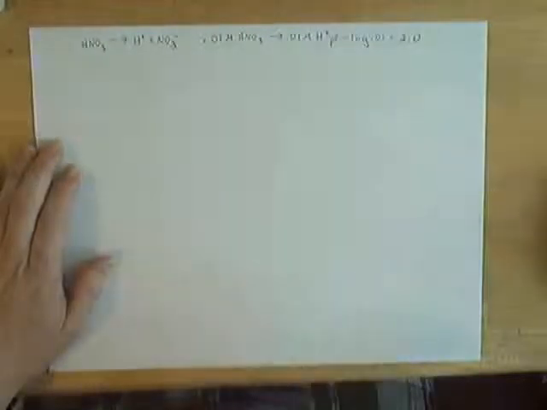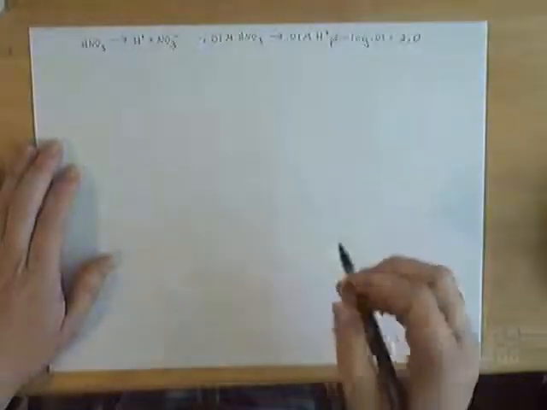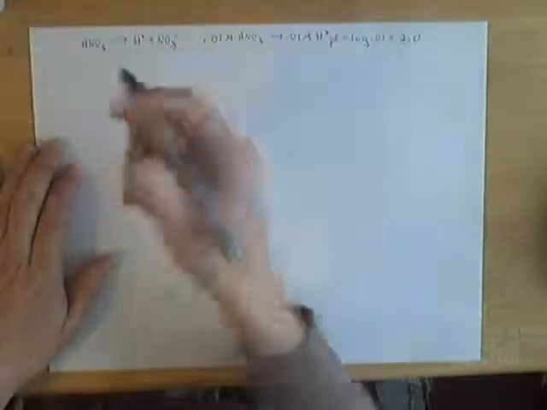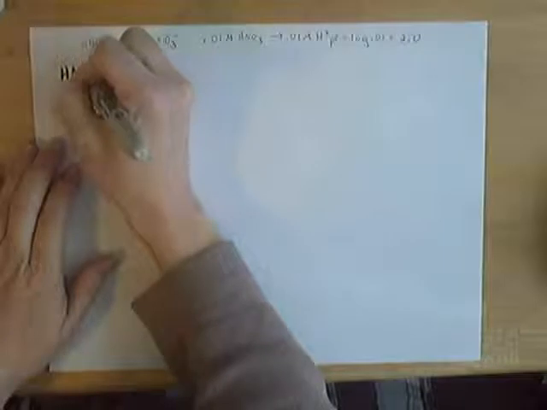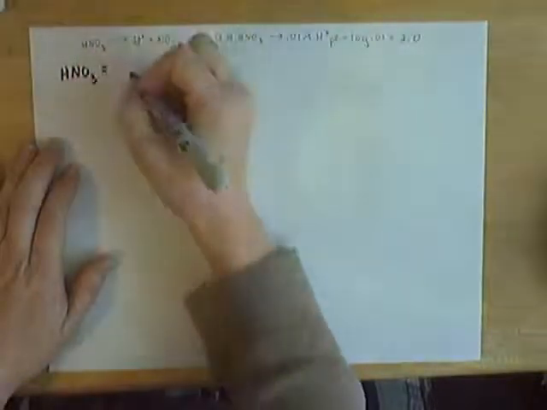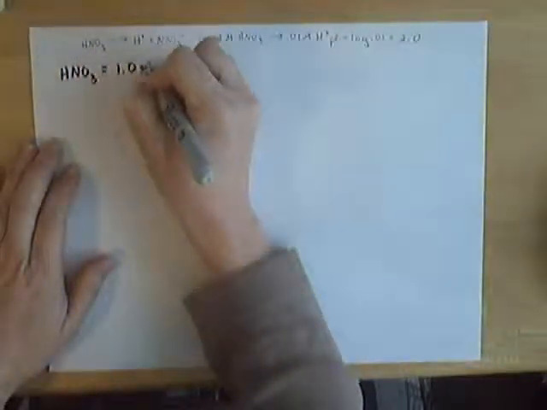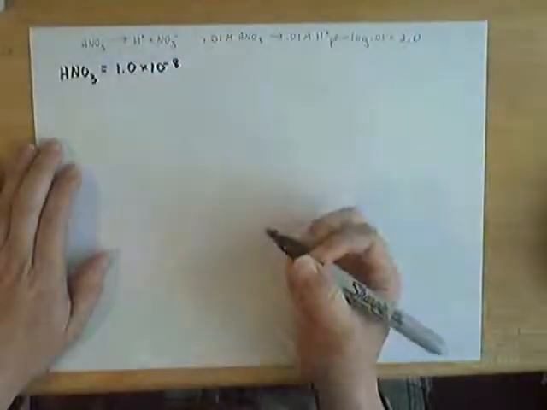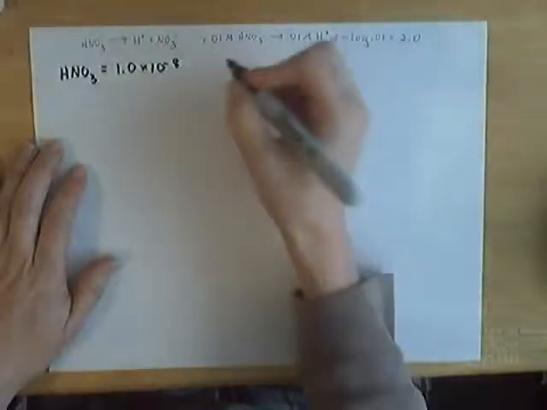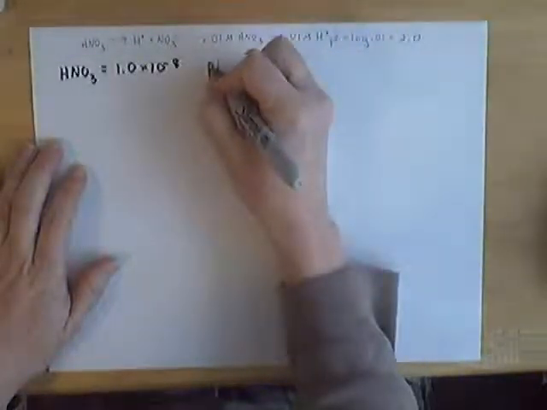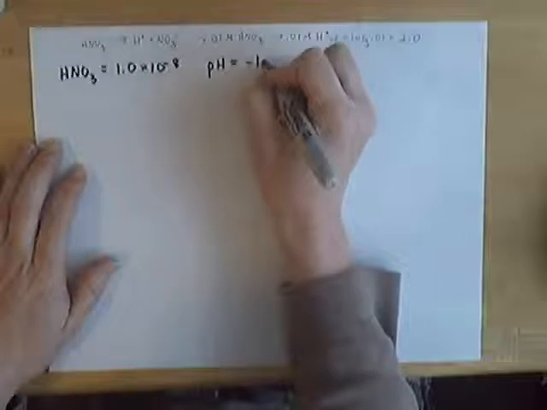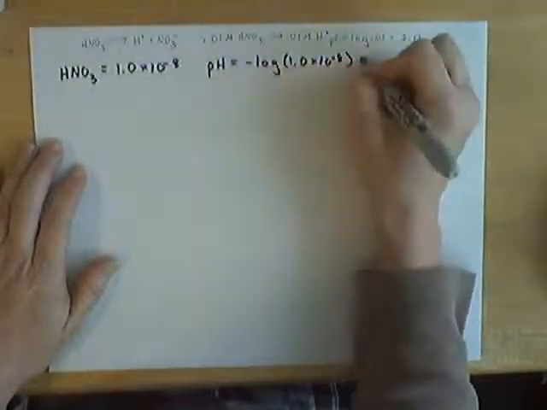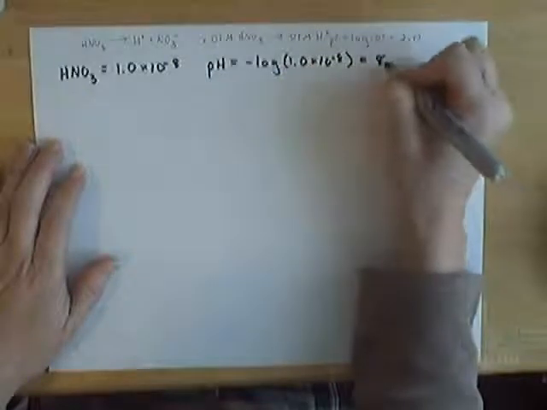Now, what if you have a situation where you have a nitric acid concentration of 1.0 times 10 to the negative 8th. All right, nitric acid still dissociates pretty much 100%. If we want to find the pH of this, take pH equals negative the log of 1.0 times 10 to the negative 8, and we get a pH of 8.